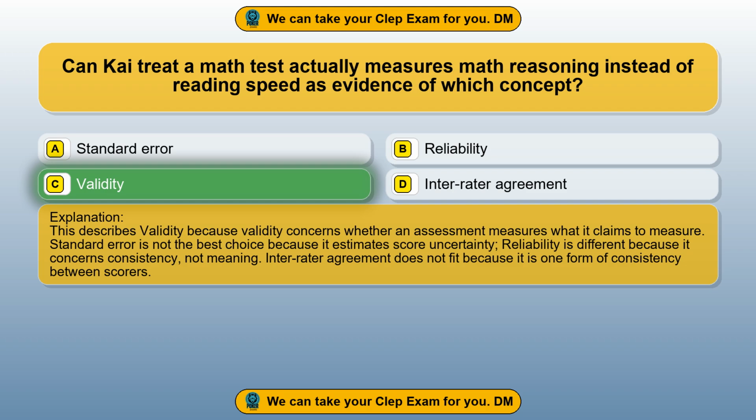This describes validity because validity concerns whether an assessment measures what it claims to measure. Standard error is not the best choice because it estimates score uncertainty. Reliability is different because it concerns consistency, not meaning. Inter-rater agreement does not fit because it is one form of consistency between scorers.